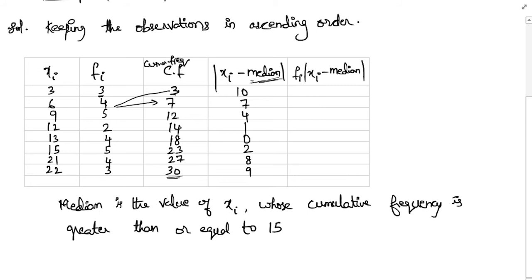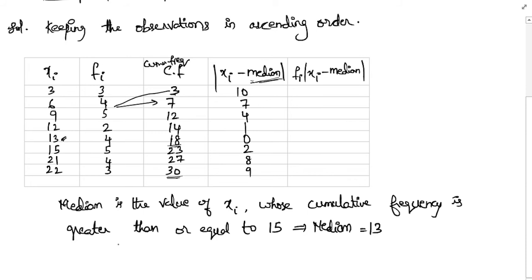So where do we find 15 here? We find 14 and we also find 18. As per our definition, it should be greater than or equal to 15, so 15 comes after 14, and the next value is 18. The value of xi corresponding to cumulative frequency 18 is 13, so our median is 13. Did you understand this?